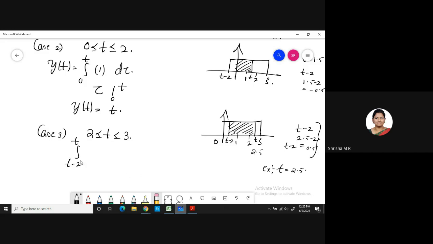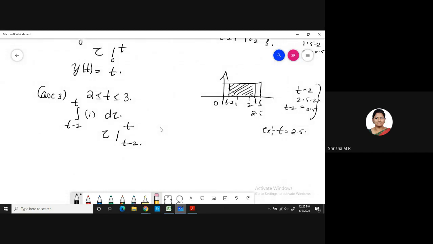Okay, so we have the integral from t minus 2 to t of 1 into d tau. If you integrate 1 with respect to d tau, you get tau with limits t and t minus 2. So upper limit minus lower limit would be t minus (t minus 2), which is nothing but t minus t plus 2. t and t get cancelled. Your y of t will be equal to 2. Got it, everyone? Clear?